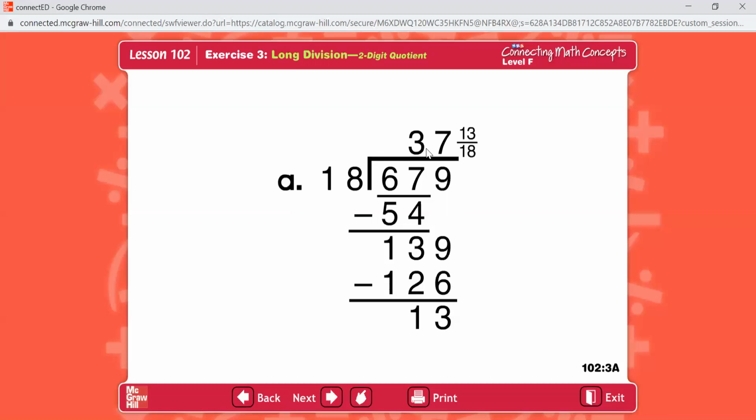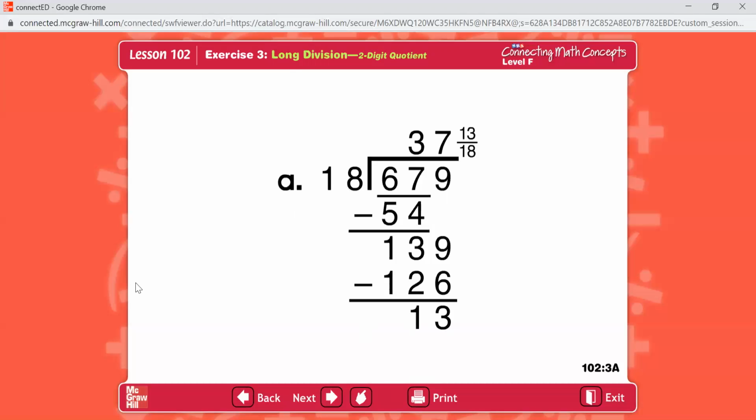The answer to the whole problem is 37 13/18. Your remainder goes up here. Your denominator for your remainder is always the number you divide by. Here is what you should have for problem A.